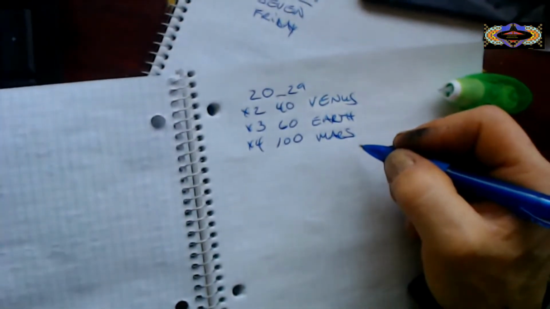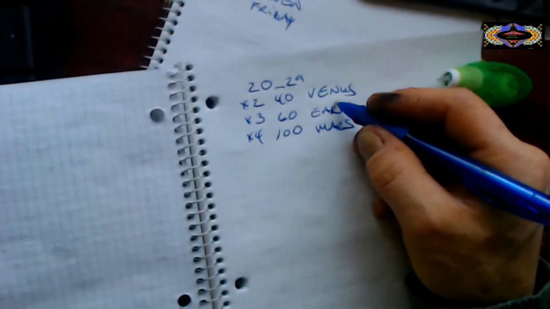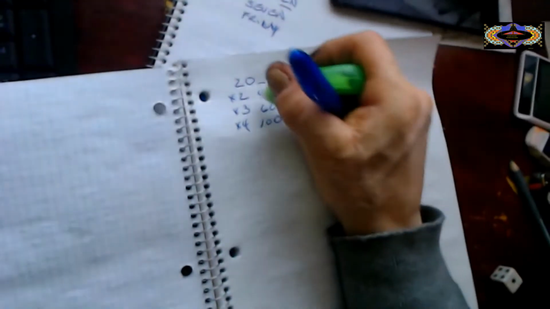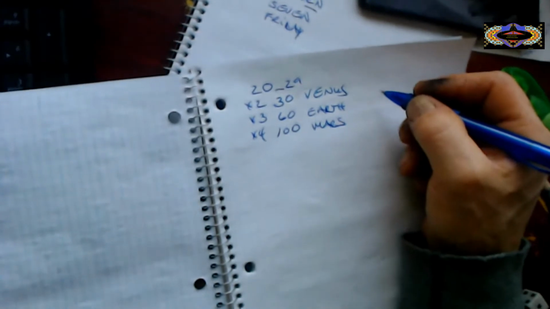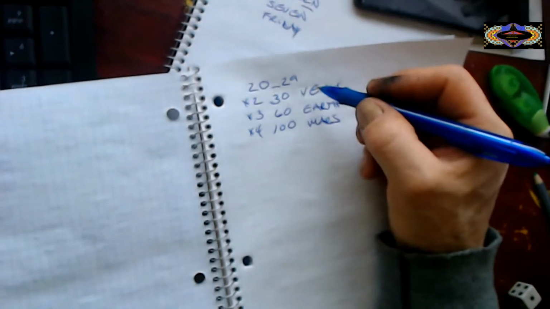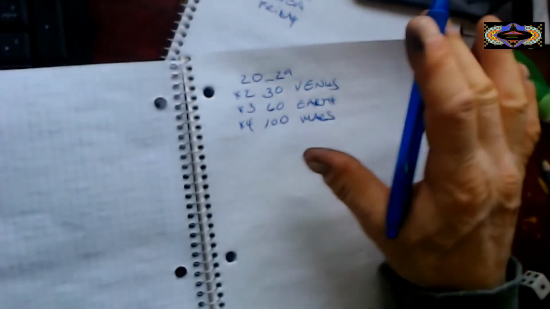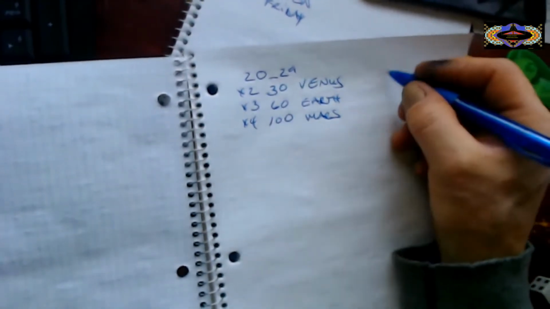So Mars is 100. Earth is 60. Actually, Venus is supposed to be 30. This is 1. This is 1.5. This is 2. This is 2. Okay, hold on a second. Oh, wow, I'm getting tired. I shouldn't have done it that way. Just let's do it again.